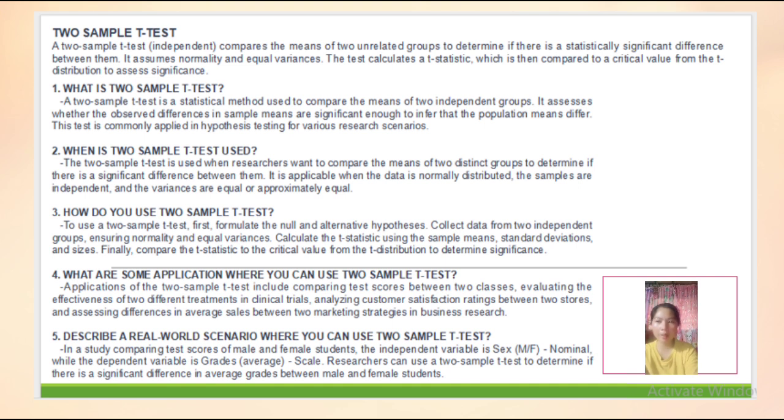A two-sample test is a statistical method used to compare the means of two independent groups. It assesses whether the observed difference in sample means is significant enough to infer that the population means differ.